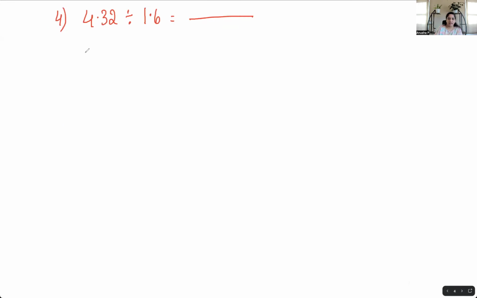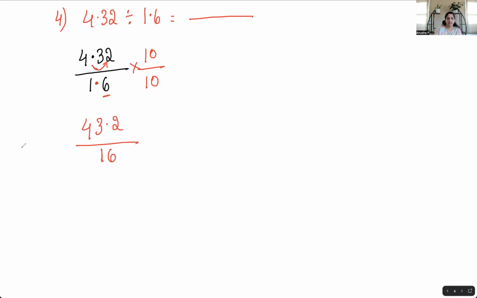Now in the fourth example, we have 4.32 and the divisor is 1.6. So the divisor, which is the number in the denominator, after the decimal point, you have one digit. So you'll multiply by 10 on the top, 10 on the bottom. When you multiply by 10 on the top and bottom, the decimal point will move one step to the right. So we will write it as 43.2 over 16. Now we will do the division.